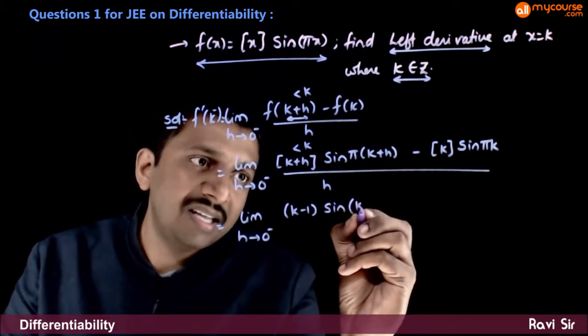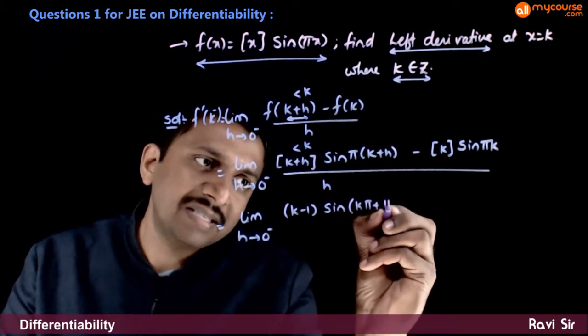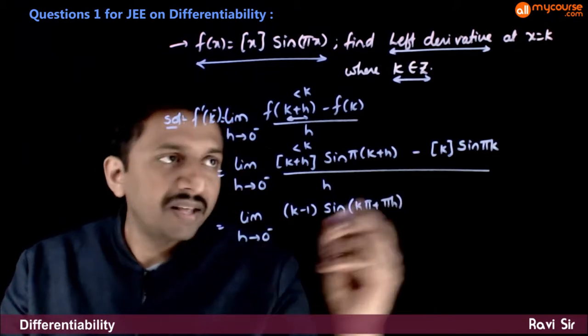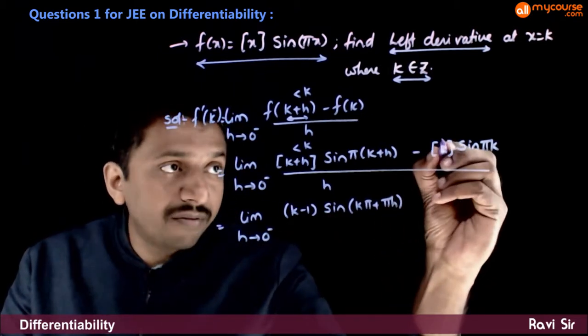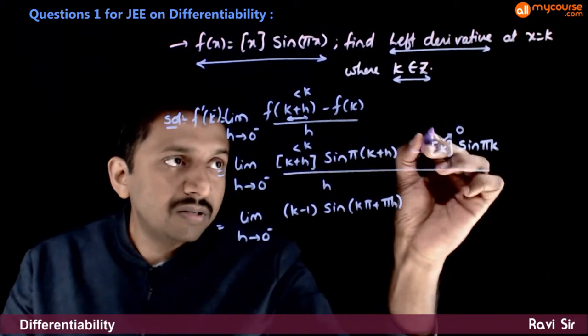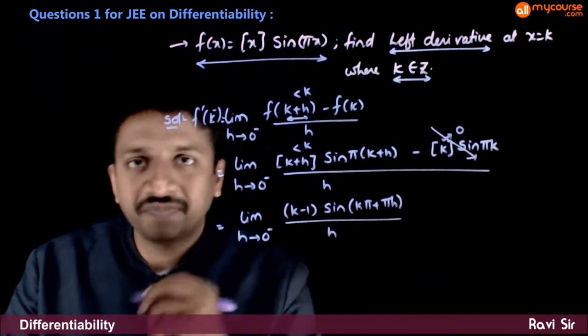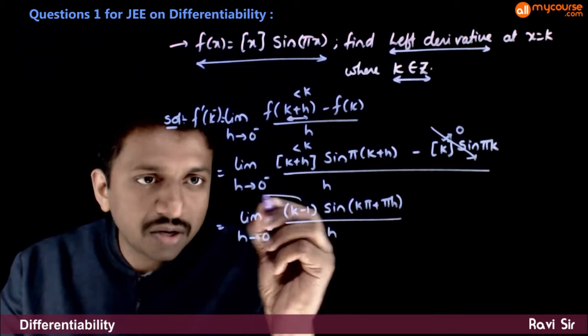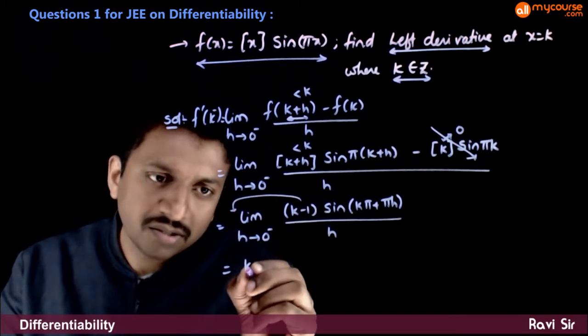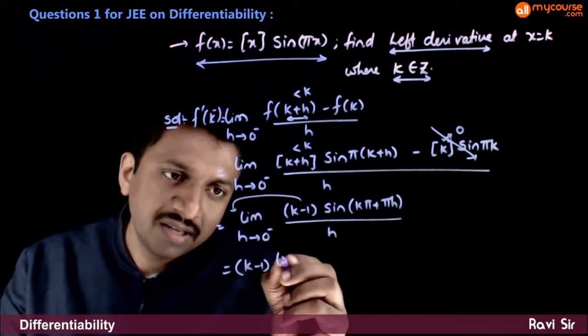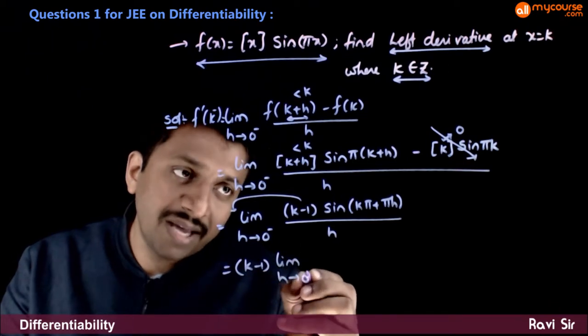It is k pi plus pi h. And the integer part of an integer is equal to 0, so this whole term becomes 0 divided by h. So k minus 1 is a constant which goes out. So k minus 1 times the limit as h tends to 0 minus.